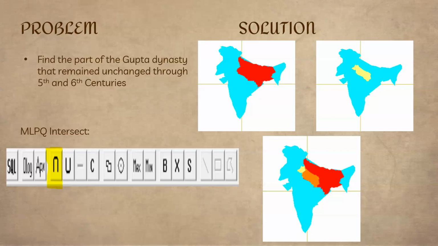Here, the red colored map represents the Gupta dynasty in the 5th century, and the yellow colored one represents it in the 6th century. And the third map, as you can see, the orange colored intersection is the one which represents the area that remained unchanged.